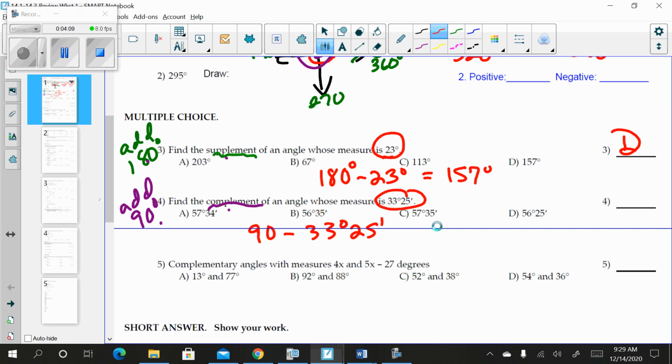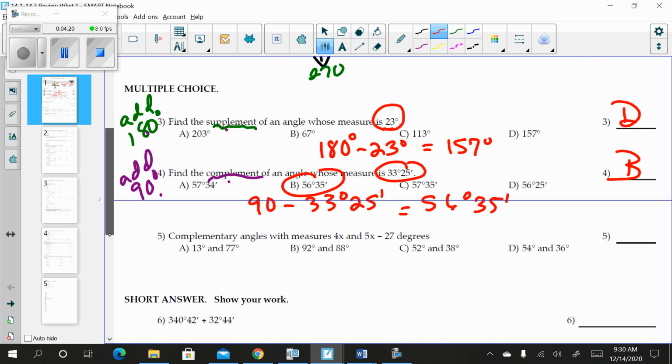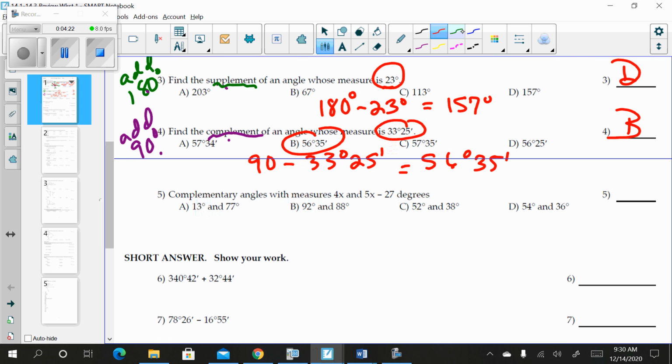If you have questions on that, that's really something that we need to make sure that you're feeling okay with. So we had 56 degrees, 35 minutes, which looks like that would be letter B. All right, now we talked about angle relationships and solving equations. So let's take a look at number 5.